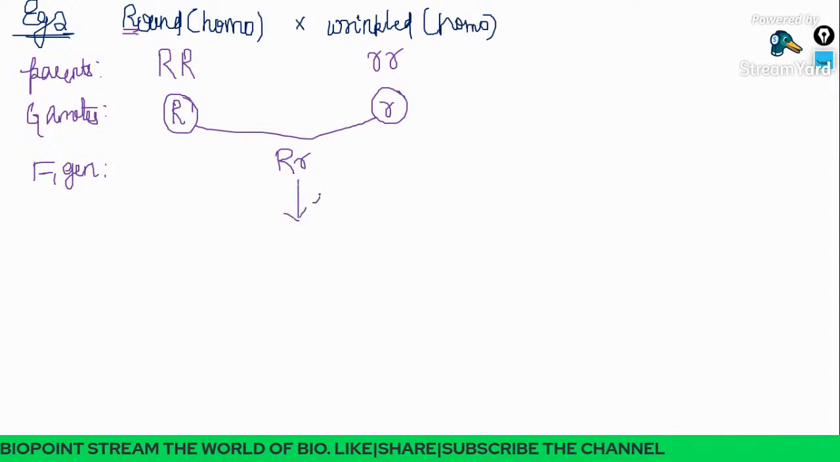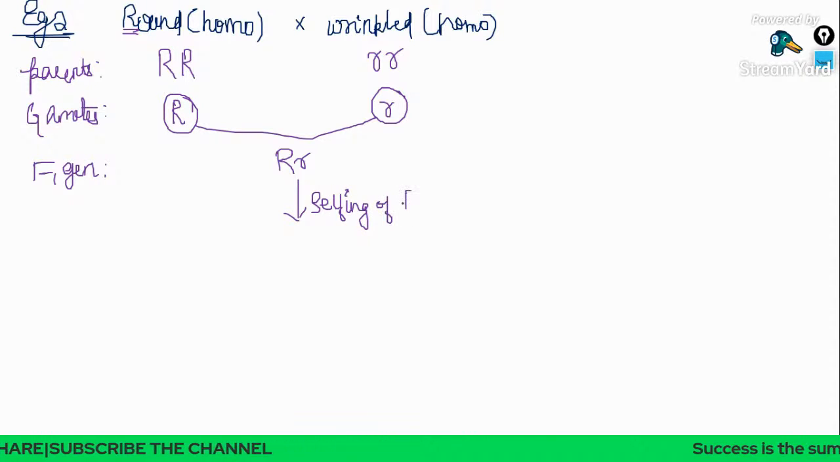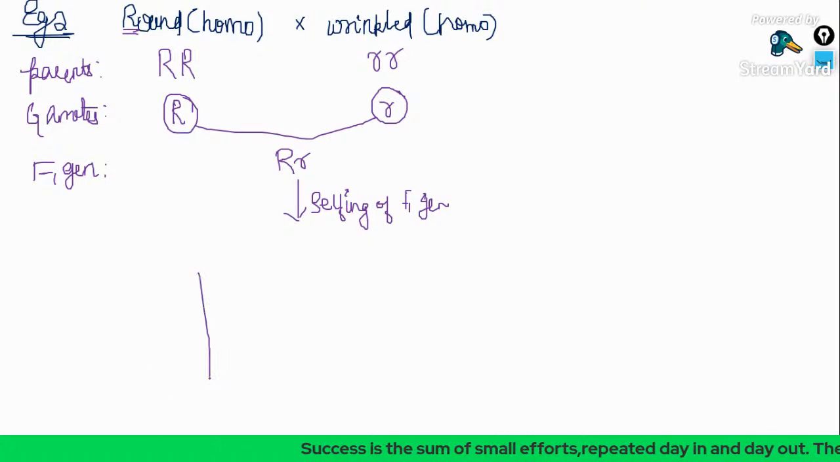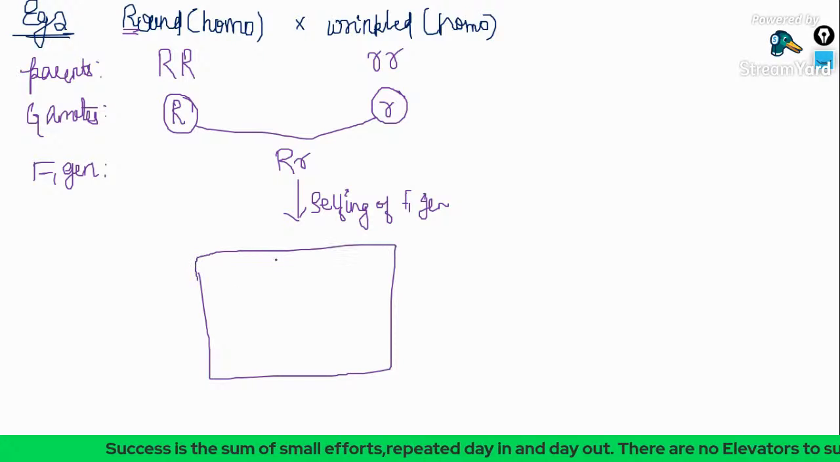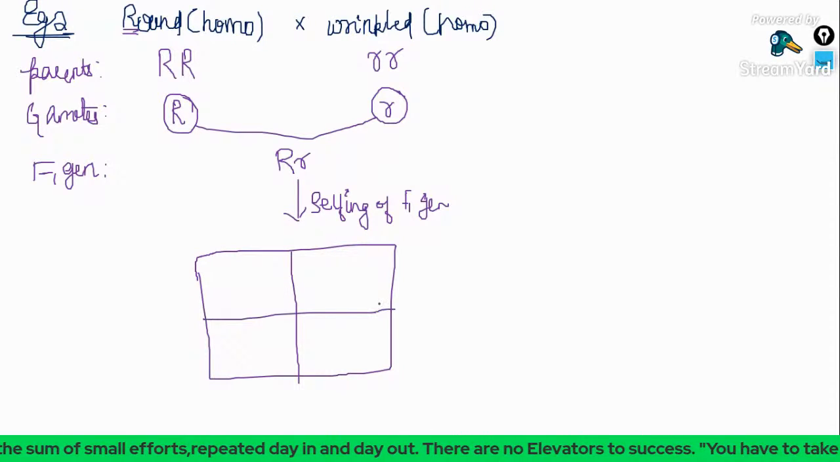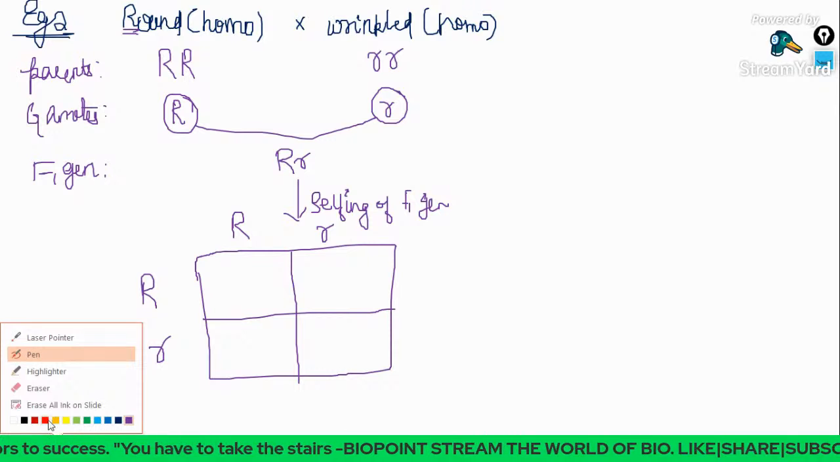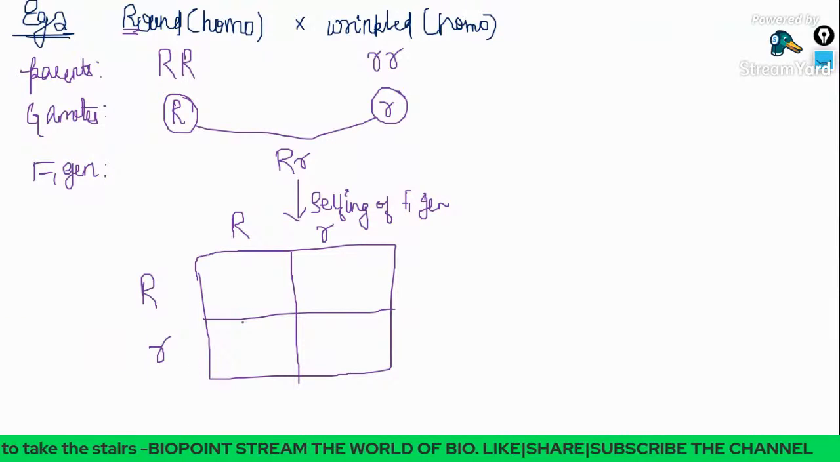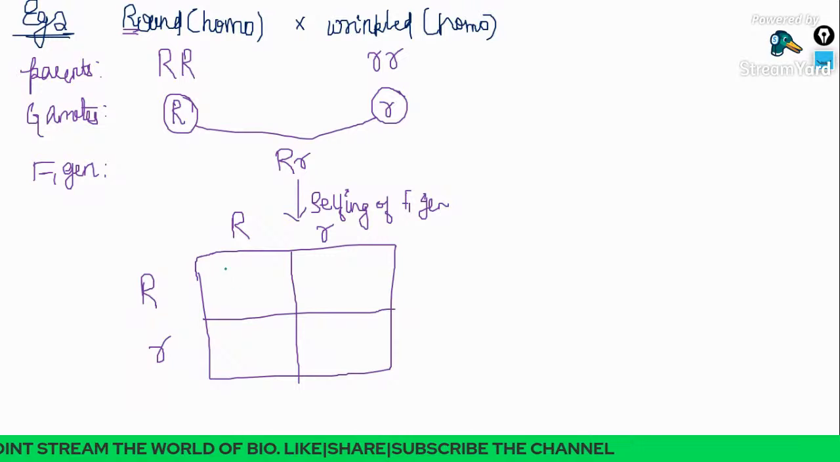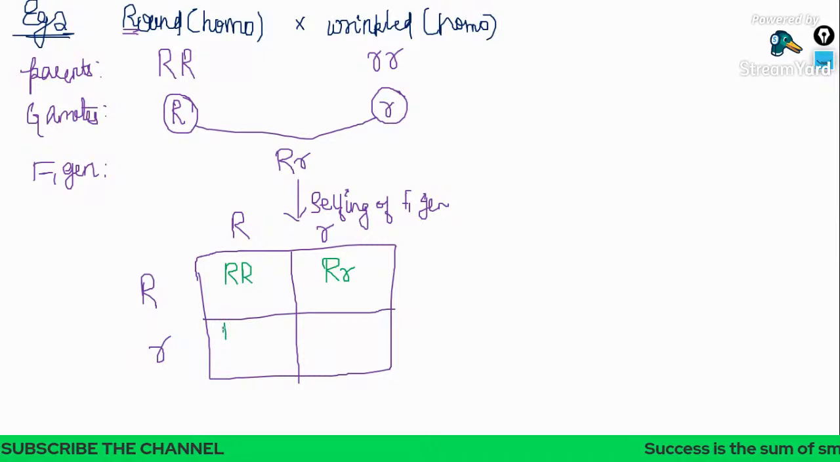Next, you are going to do the selfing of F1 generation. Selfing of F1 generation can be understood clearly with the help of a Punnett square. That is, you can split out this capital R, capital R, small r. If you have doubt in this, you won't be able to understand any concept related to this chapter. So ask it right now if you have any doubt. So capital R, capital R, capital R, small r, small r.